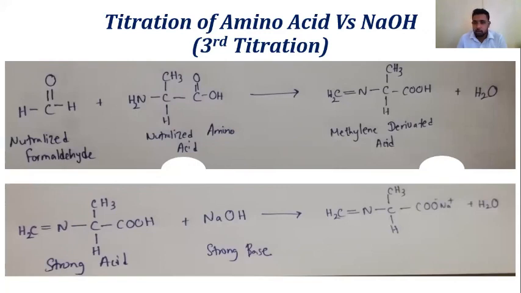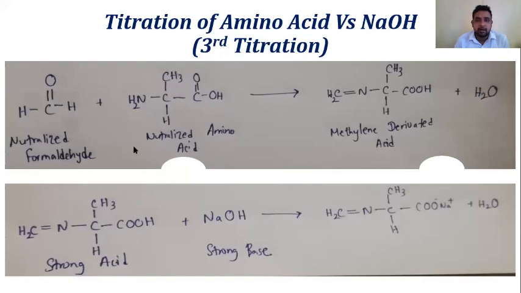Do you have any questions? What can be the color change of each titration? We use phenolphthalein, so it will be colorless to pink in all three titrations. In all three titrations we use sodium hydroxide in the burette, and different solutions in the conical flask. Please go through these reactions and see if you have any questions.